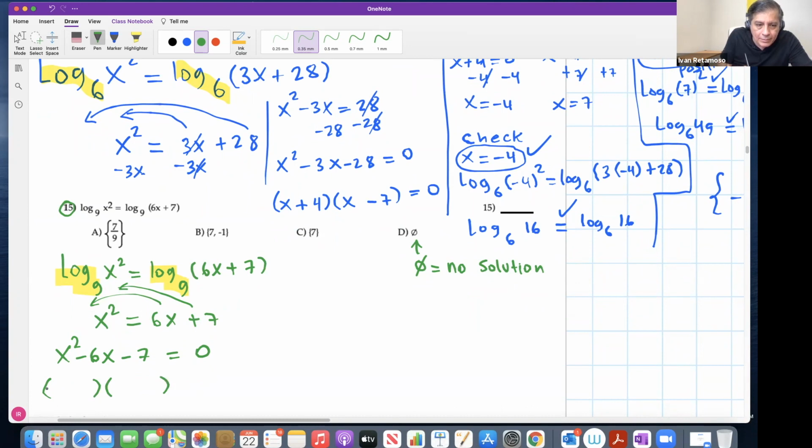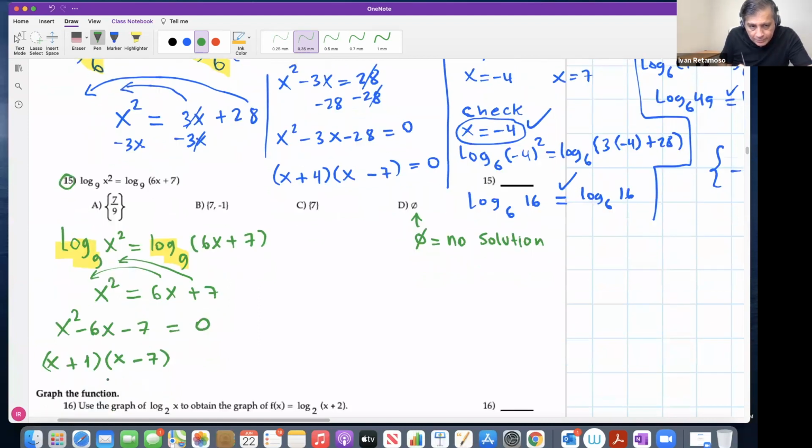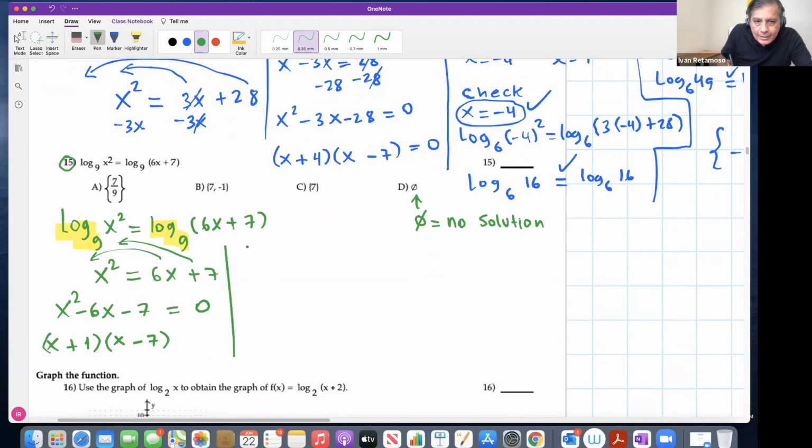Now, let's see if we can factor. I need two numbers whose product is -7 and whose sum is -6. After some trial and error, you will figure out that those numbers are 7 and 1. You want the sum to be -6, so this one negative, this one positive. Now, setting each factor containing the variable equal to 0, we get these two candidates for the solutions: x equals -1 from here, and x equals 7 from here.